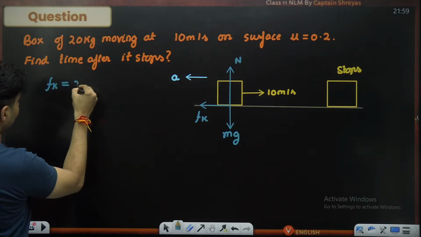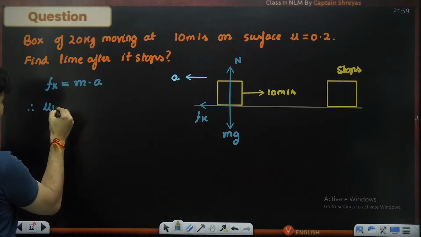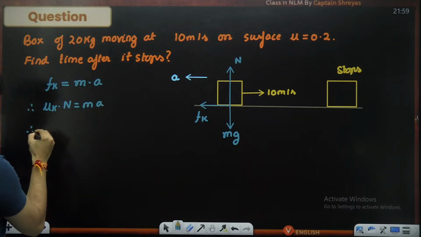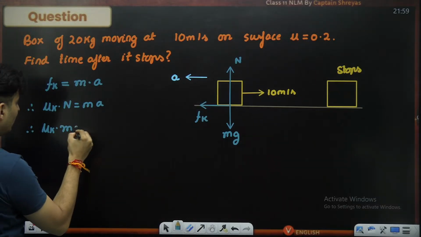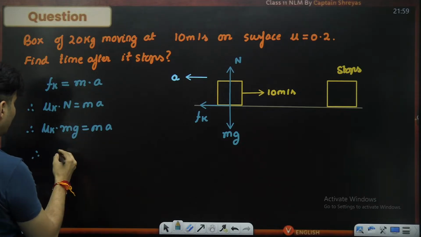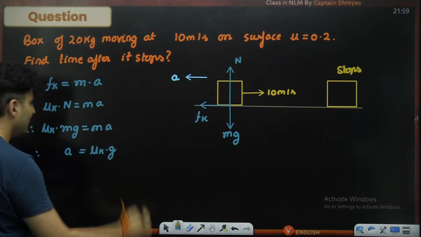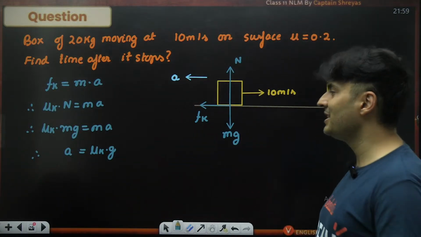So Fk is the mass times acceleration. Friction is kinetic friction into the normal, that is ma. But how much is the normal? Normal is equal to mg. So mu k into mg is equal to ma. Perfect. Now m cancels. Therefore, acceleration is mu k multiplied by g. Oh, nice.